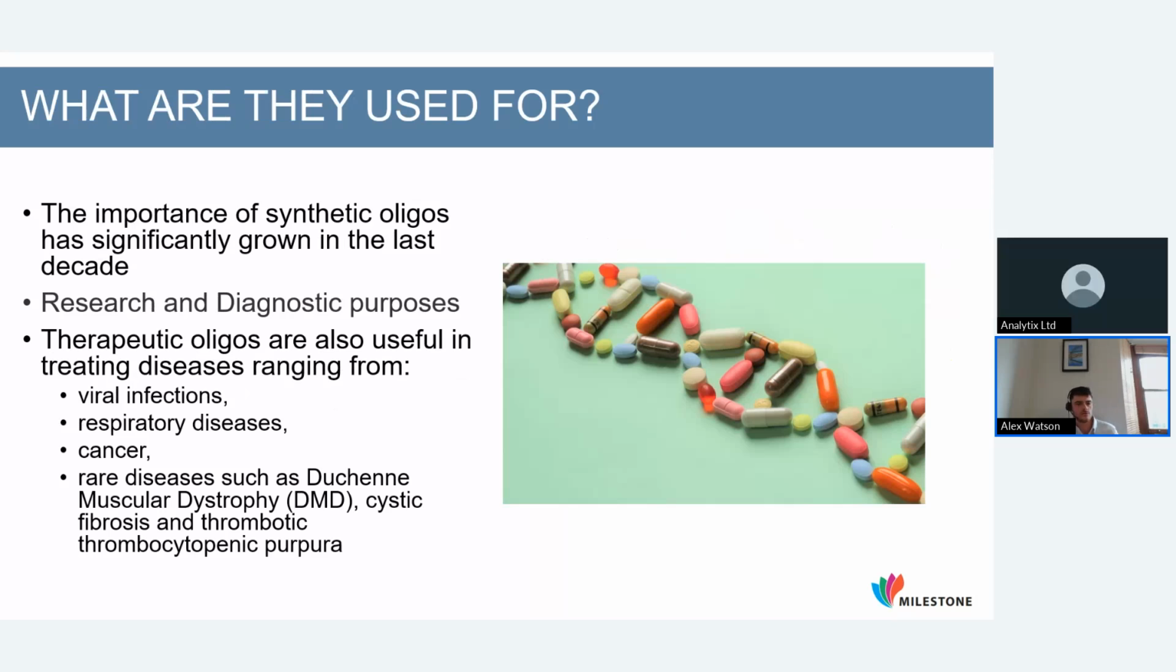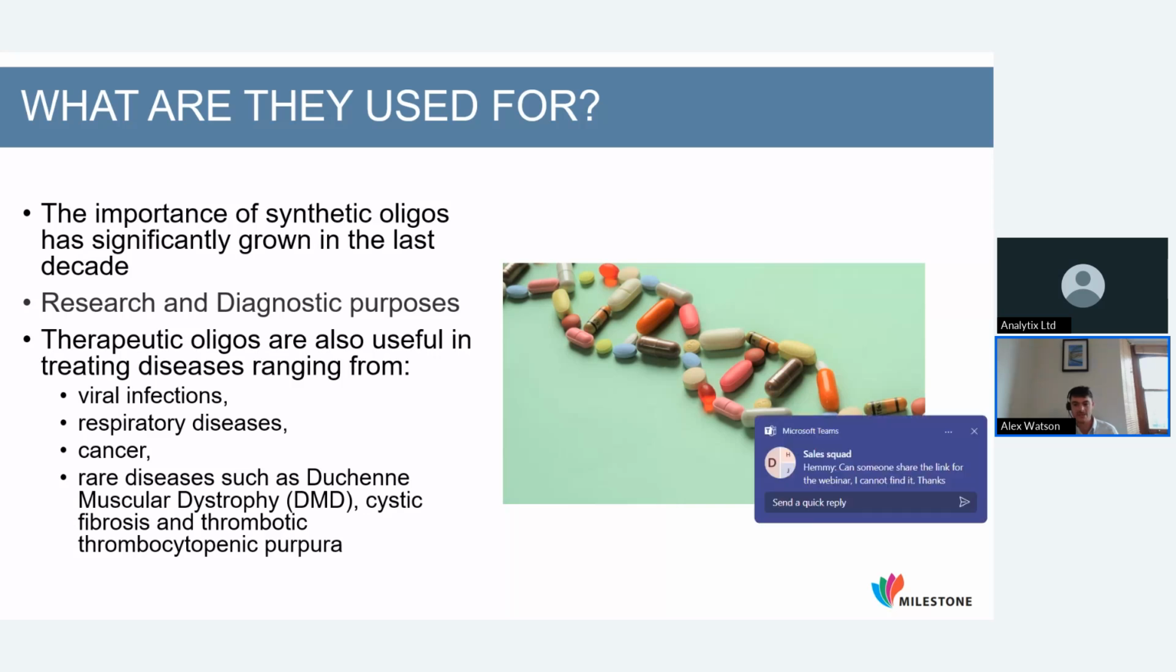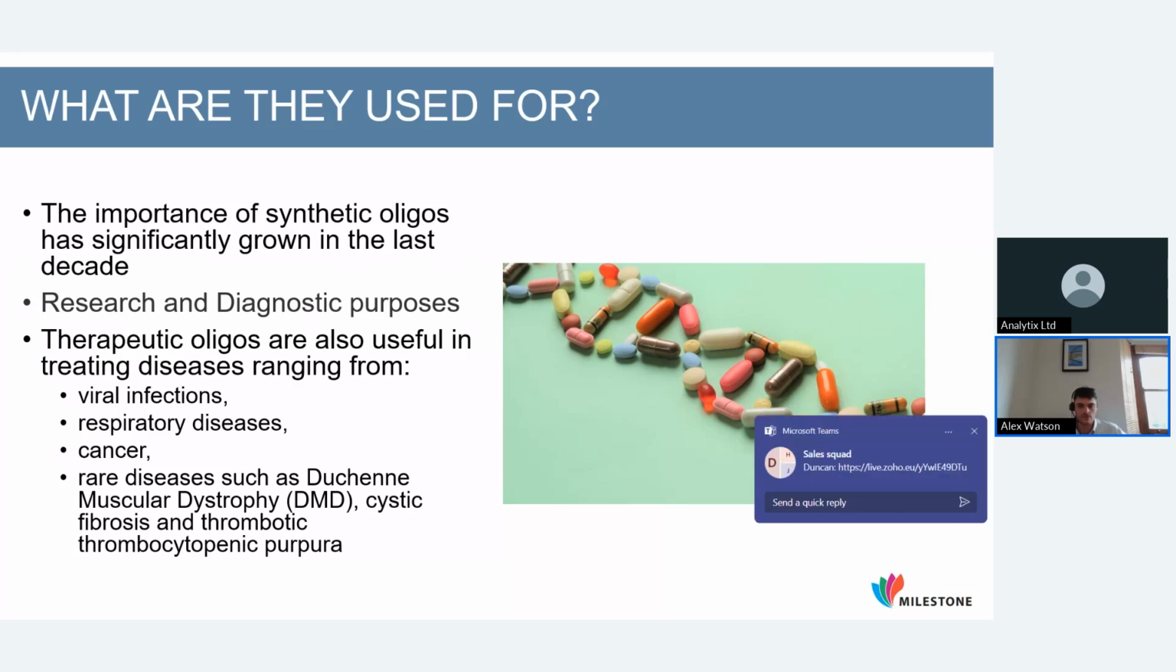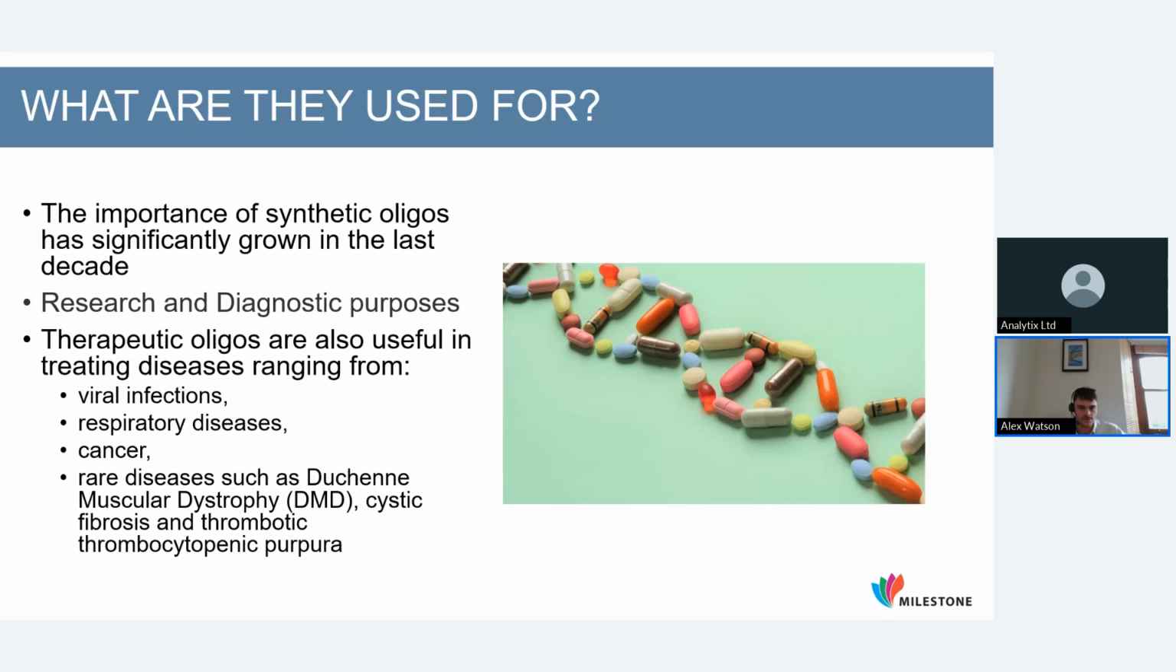So what are oligos used for? The importance of oligos has dramatically increased in the last decade, particularly in the last 2 to 3 years. There's a long list of potential applications, but here are a couple of big examples. First, the use in research and diagnostic applications. Be it ordering custom oligos for research purposes, or ordering custom PCR primers for PCR amplification of specific nucleic acids, or you could be doing quantitative PCR for diagnostic purposes.